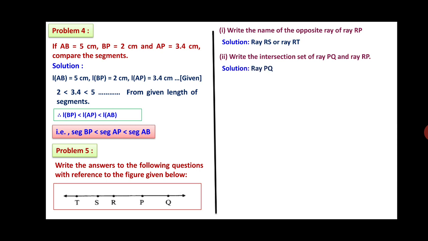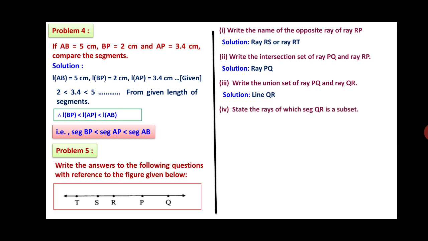The intersection you have to write, and the intersection is nothing but ray PQ. Third one, write the union set of ray PQ and ray QR. Ray PQ extending towards the right, ray QR extending towards the left. So the union of this is nothing but a line QR.